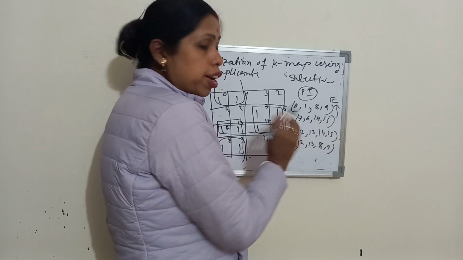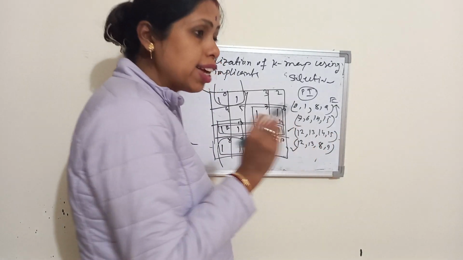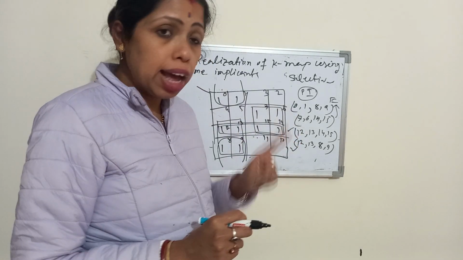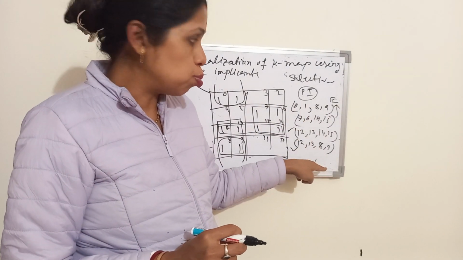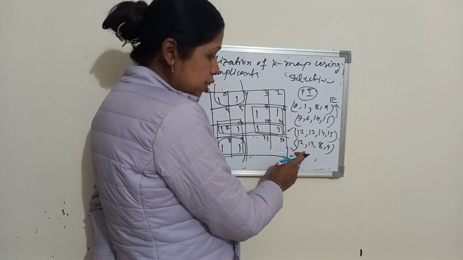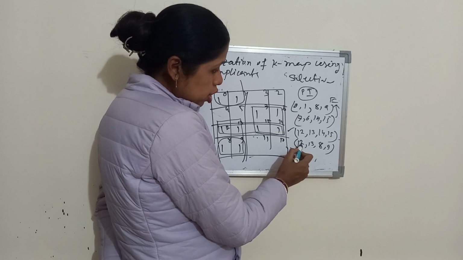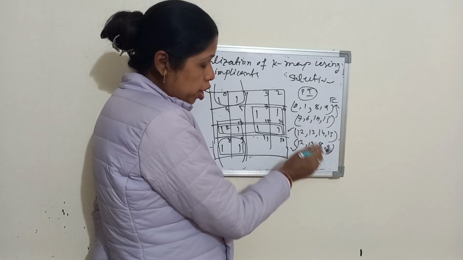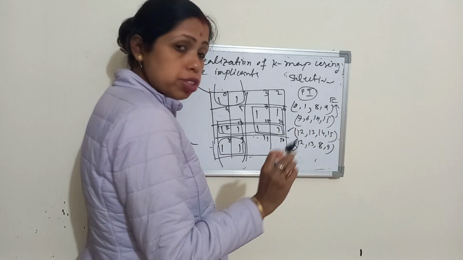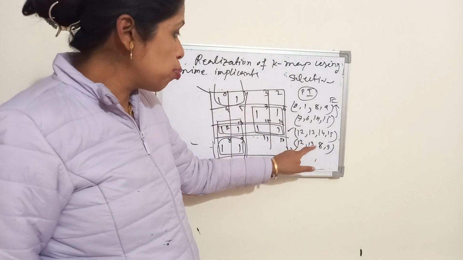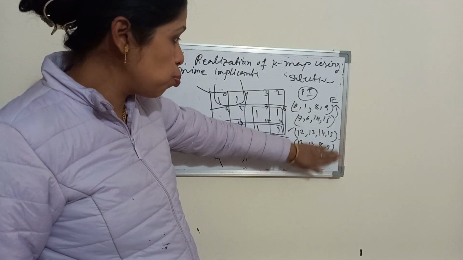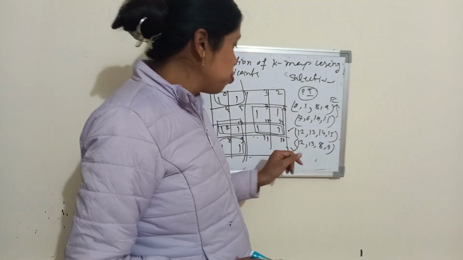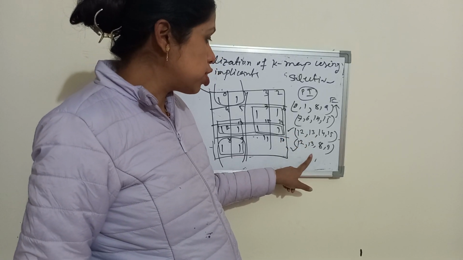You can see this is not an essential prime implicant, because for an essential prime implicant, at least one cell should be left that is not covered by other groups. Here if you consider again, 12 is covered here, 13 is covered here, 8 is covered here, 9 is covered. So at the same time, we cannot consider both the terms as essential prime implicant. If you remove both groups, 12, 13 is left. So either you should consider this one or you should consider this one.